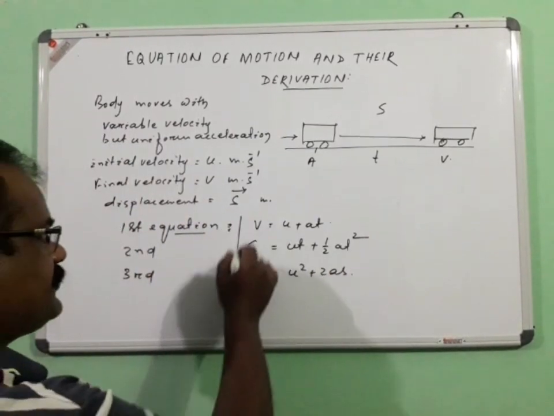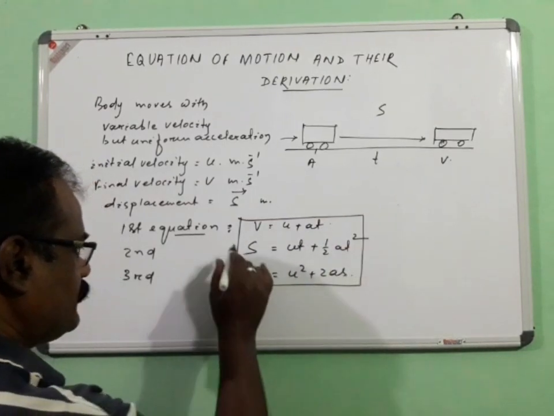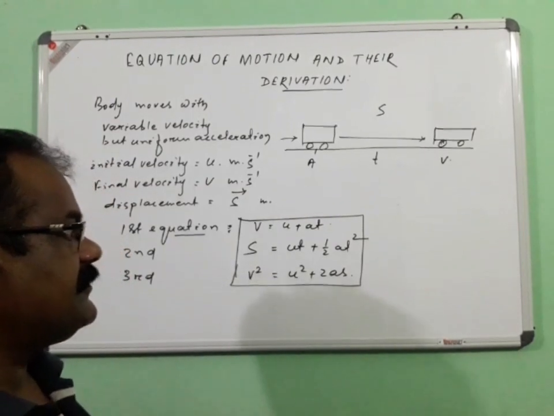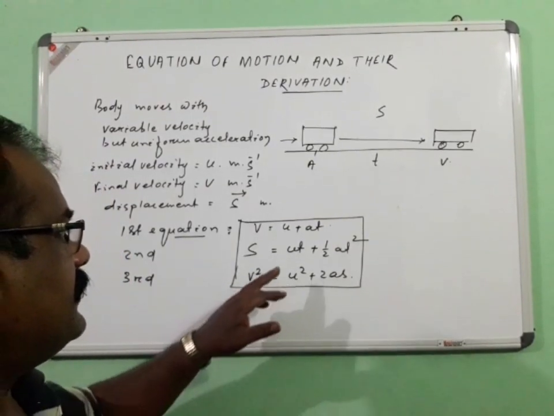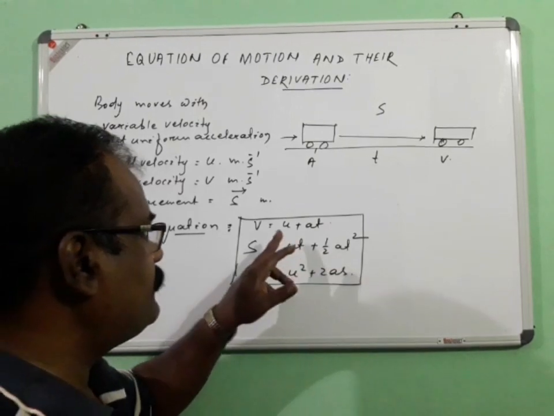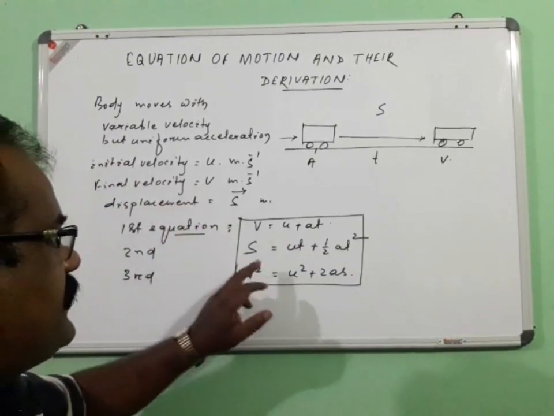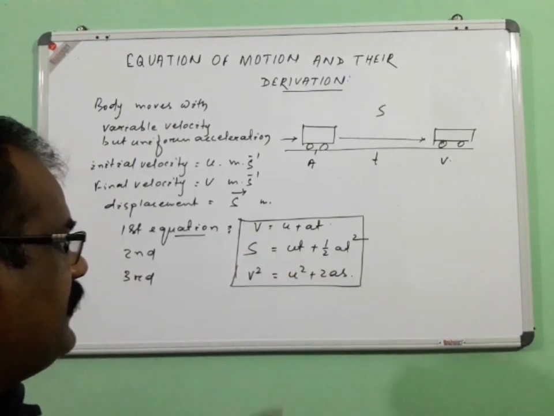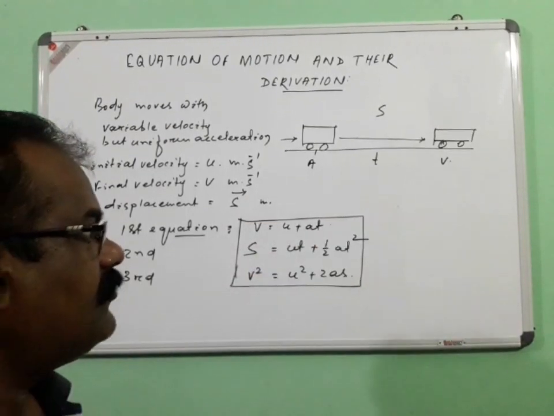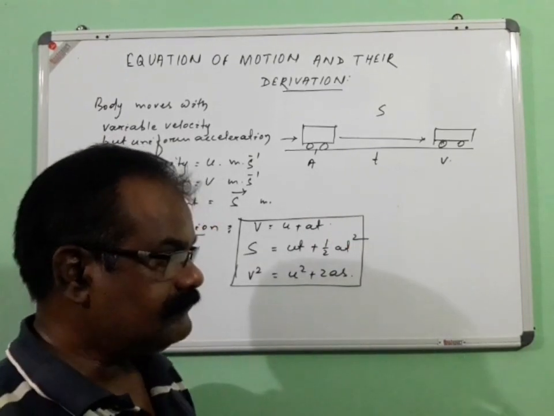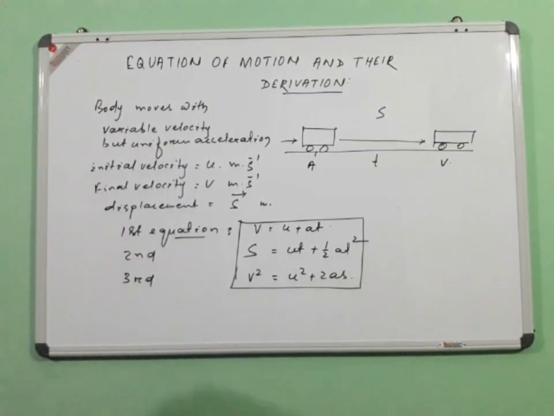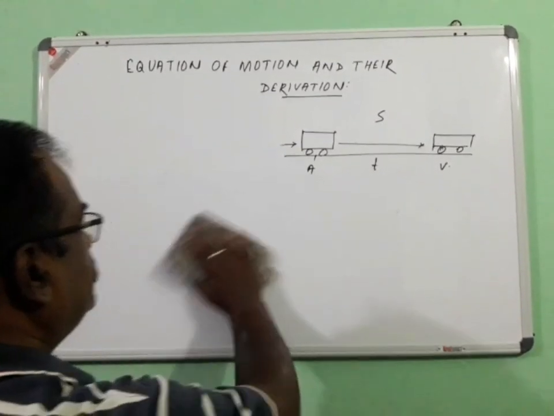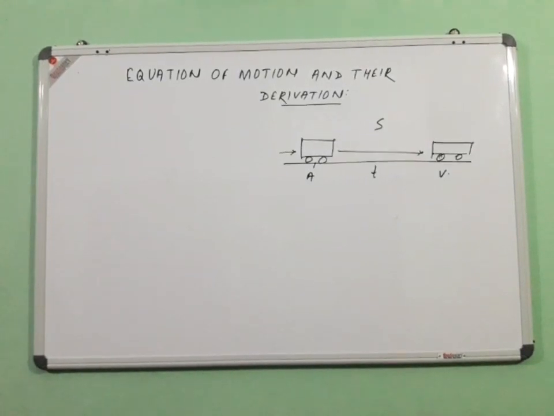So these are the three equations of motion when a body moves with variable velocity but uniform acceleration. Here, u is the initial velocity, v is the final velocity, s is the displacement, a is the acceleration, and t is the time taken by the body to move from A to B. Now we will discuss how all these equations are derived.